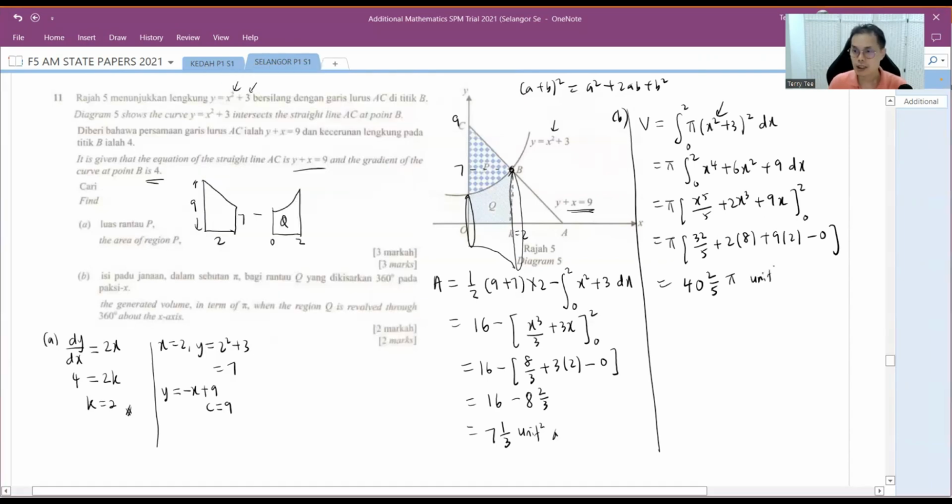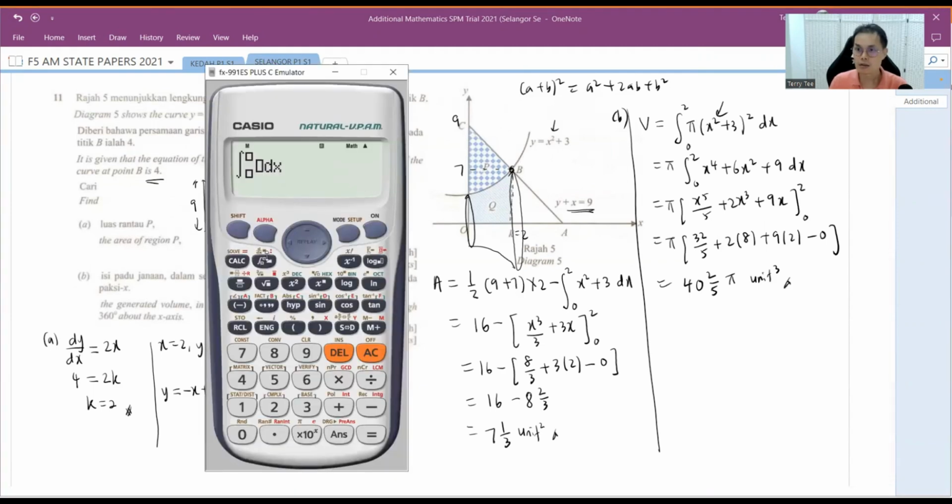So the unit is cubic units. And again, if you want, you can use your calculator to integrate. You can even integrate this directly: alpha x squared plus 3 bracket squared, lower limit 0, upper limit 2. Yeah, you can do that, and you still get the same answer, right? Well, this is quite a good trick to know.